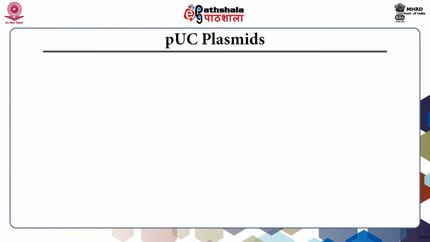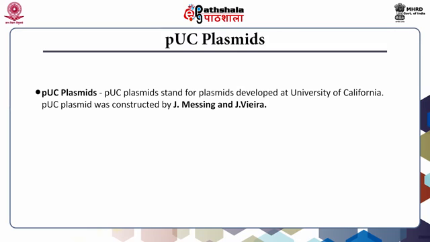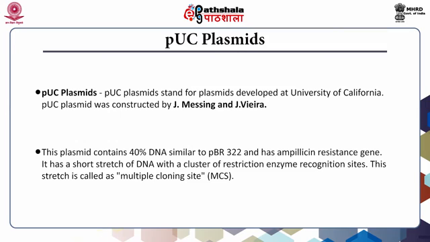The pUC plasmids. pUC plasmids stand for plasmids developed at University of California. pUC plasmid was constructed by J. Messing and J. Vieira. This plasmid contains 40% DNA similar to pBR322 and has ampicillin resistance gene. It has a short stretch of DNA with a cluster of restriction enzyme recognition sites. This stretch is called as multiple cloning site, abbreviated as MCS.